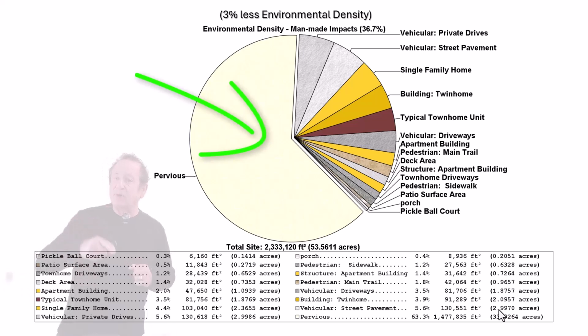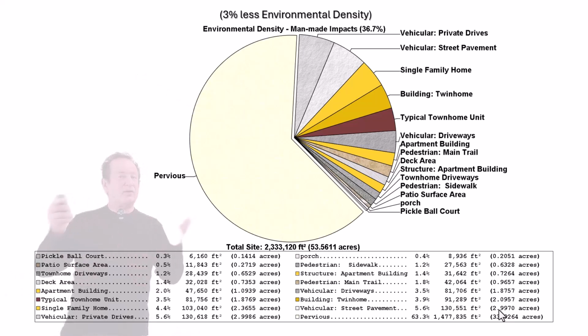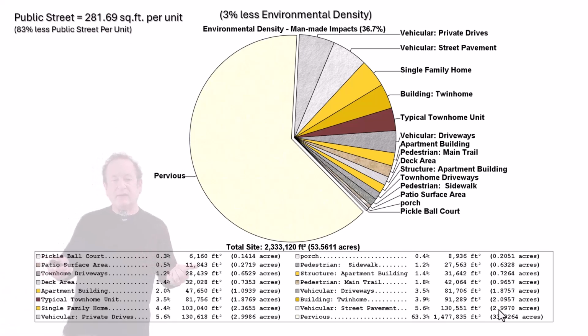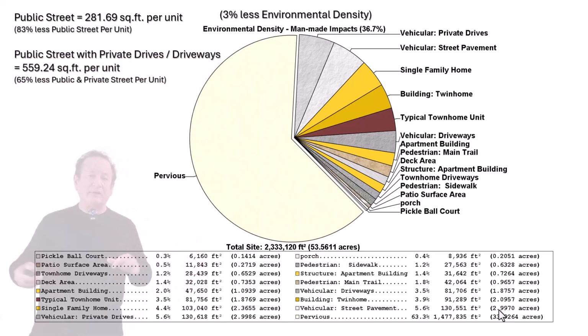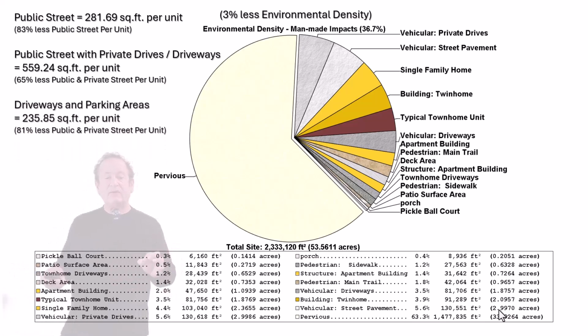And that's a suburban sense of space, not an urban sense of space. When we look at the numbers, the public streets are down to 281 square feet, or 83% less. But we have to include the private drives, because the townhomes do have private drives, so that increases it to 559 square feet per unit overall, or 65% less. Driveways are down to 235 square feet per unit, 81% less.